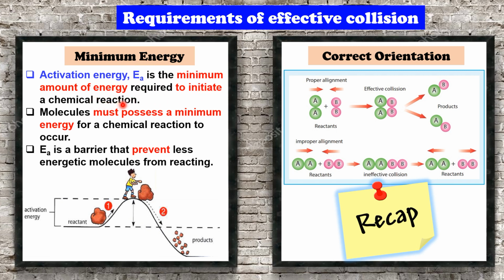Molecules must have this minimum energy for the reaction to occur. The second requirement is correct orientation. Each molecule must collide in the correct or right orientation in order to form an effective collision, and at the end will form products. So remember the 2 requirements for effective collision: minimum energy, and also correct orientation.